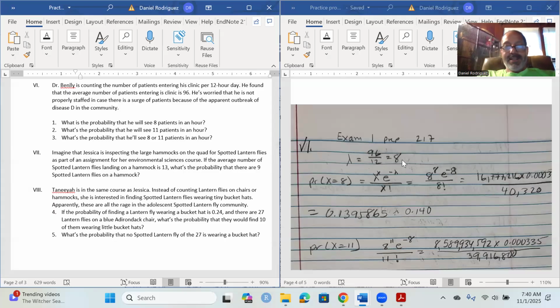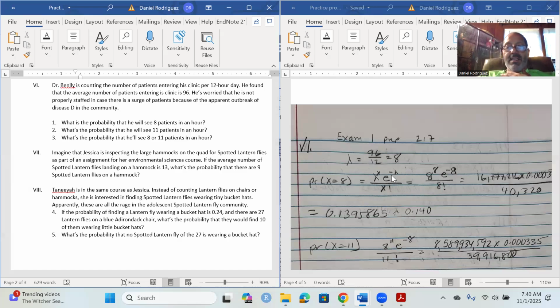I'm hungry now. Okay, so lambda is 96 divided by 12, which equals 8. All right, so that's our rate parameter. Interesting that the first question we asked is what's the probability that he will see 8 patients in an hour? So we just plug this into our equation for the Poisson, which is lambda to the x. X in this case is 8, right? So that's why I'm asking what's the probability of seeing 8 patients?